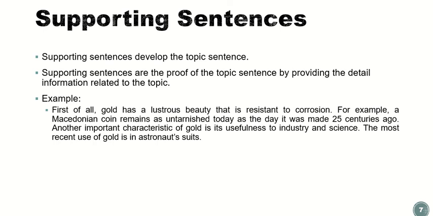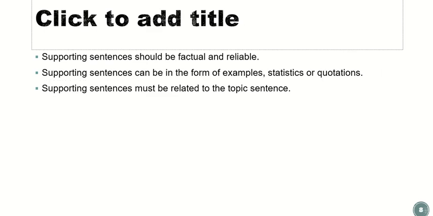The example is still related to the first example about gold. First of all, gold has a lustrous beauty that is resistant to corrosion. For example, a Macedonian coin remains as untarnished today as the day it was made 25 centuries ago. Another important characteristic of gold is its usefulness to industry and science. The most recent use of gold is in astronaut suits. These are examples of supporting sentences.